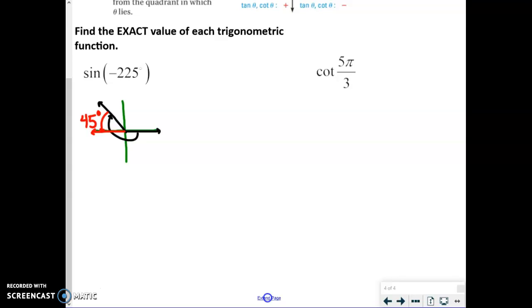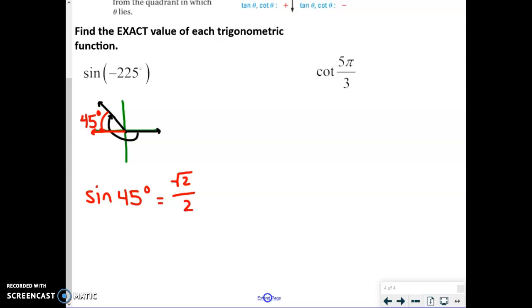So step number 2 is we have to figure out then what is the sine of 45 degrees. Now if we take a look at that previous chart, the one that was in the notes on the previous screen, we would see that the sine of 45 degrees is equal to the square root of 2 over 2.